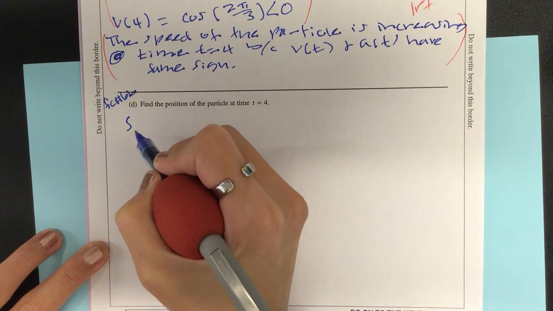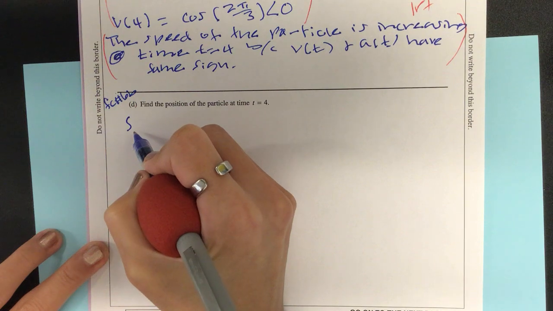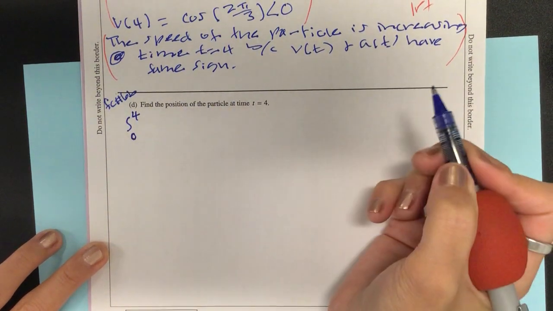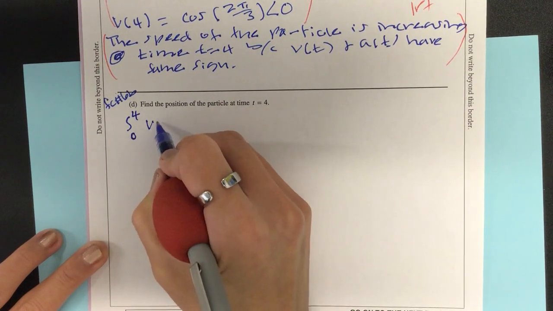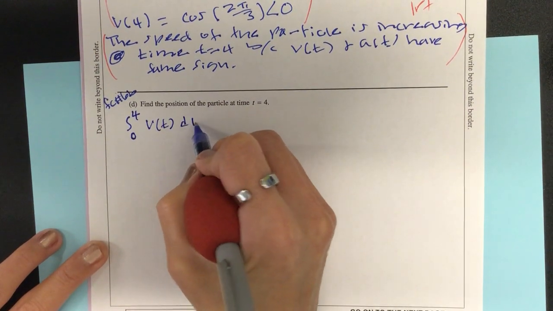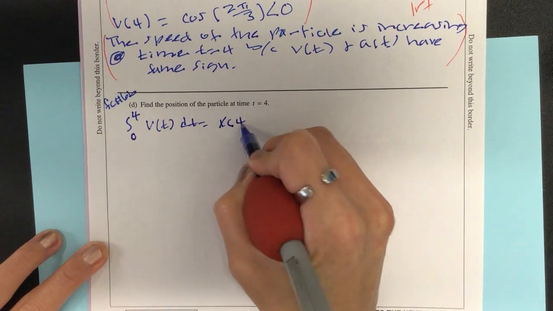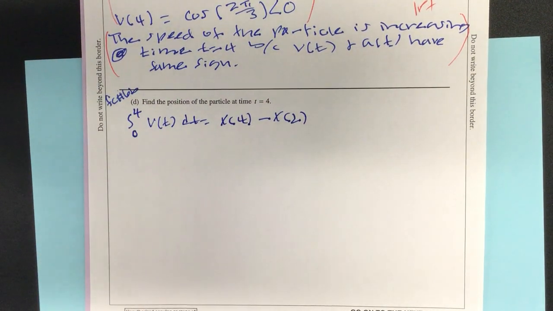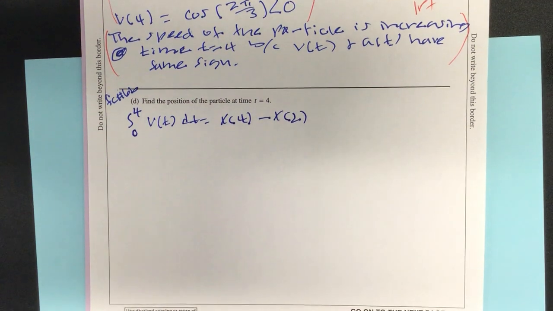At the very beginning on part A, 0. Whatever they give you to start with, always use that. And then it says a t of 4, and we're going to put the integral of v of t dt is equal to x of 4 minus x of 2. So we have the velocity, position minus the other position.